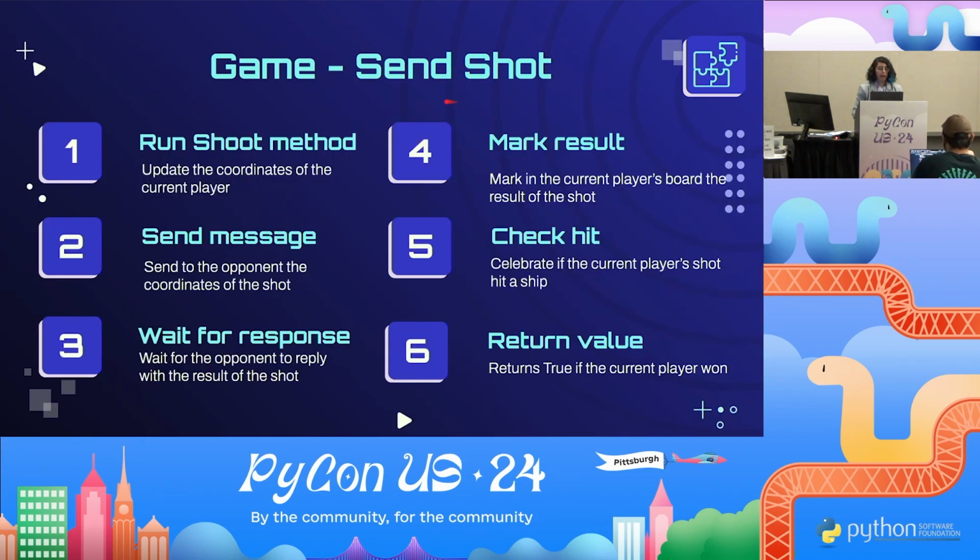So now we can work on our next method, which is going to be sending our shot to our opponent. So we are going to run our shoot method to update our coordinates. And we are going to be sending a message with the role and the call where you want to shoot. And after that, we wait for the response from the opponent saying that they received the shot, and if we hit, and if we won the game. After that, we are going to mark the result on our board, because it's my shot. I'll check if I hit, I will celebrate, and I return true to indicate that I won the game. So we are going to use this return true as a stopping condition to finish the game. So if I won, it's true.